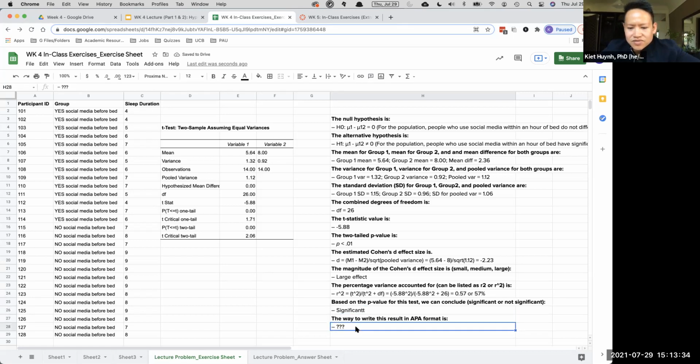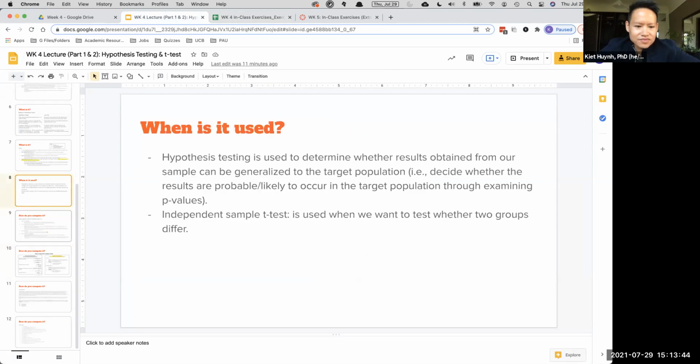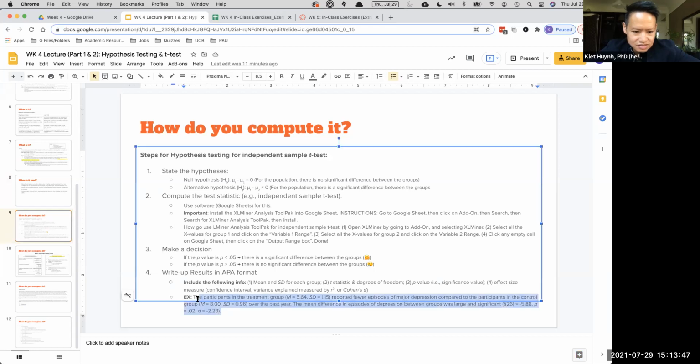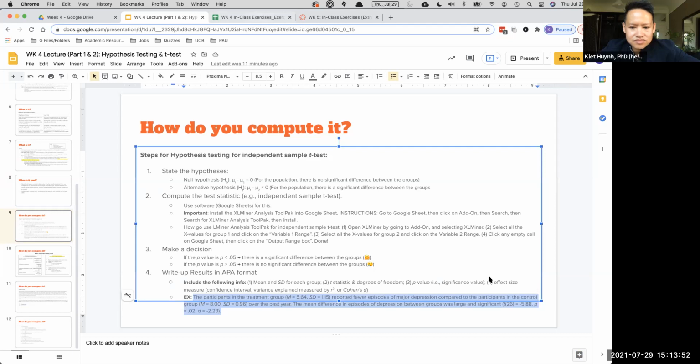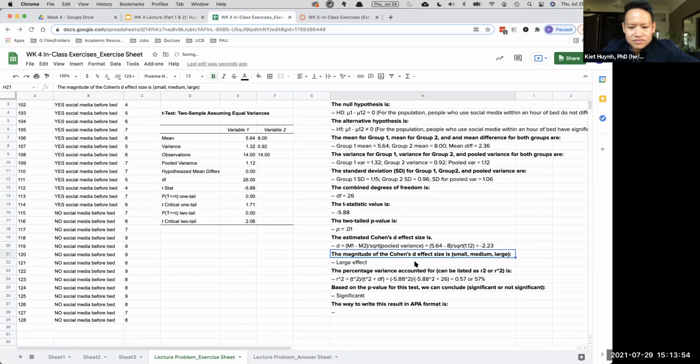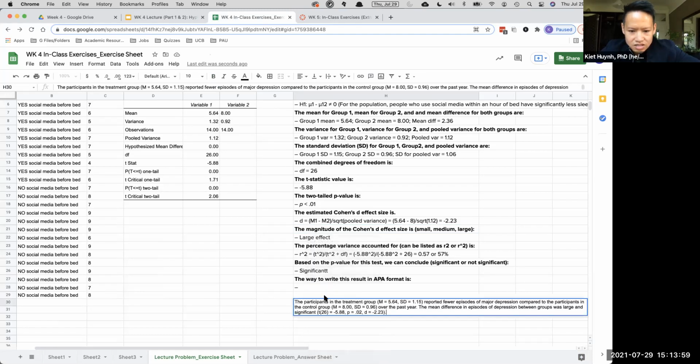The way to write this in APA format is, okay. Let's go back and look at the APA format. Here it is. I'm going to copy this. The participants in the treatment group reported fewer episodes of major depression compared to participants in the control group over the past year. The mean difference in episodes of depression between groups was large and significant.